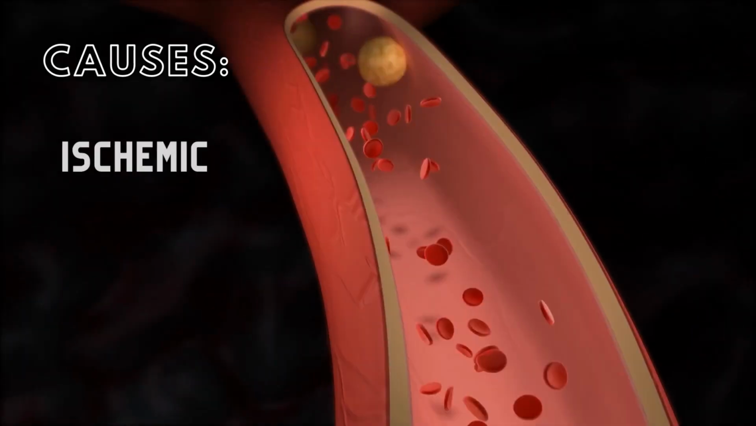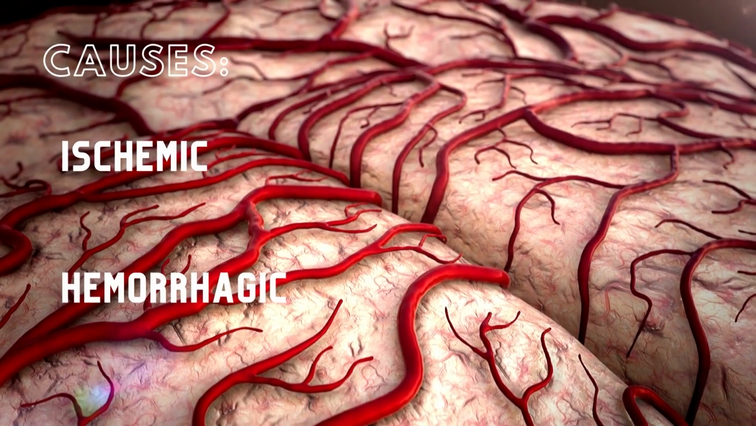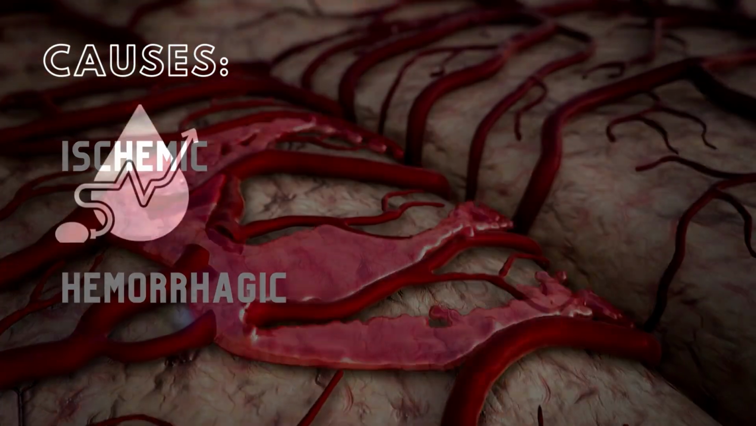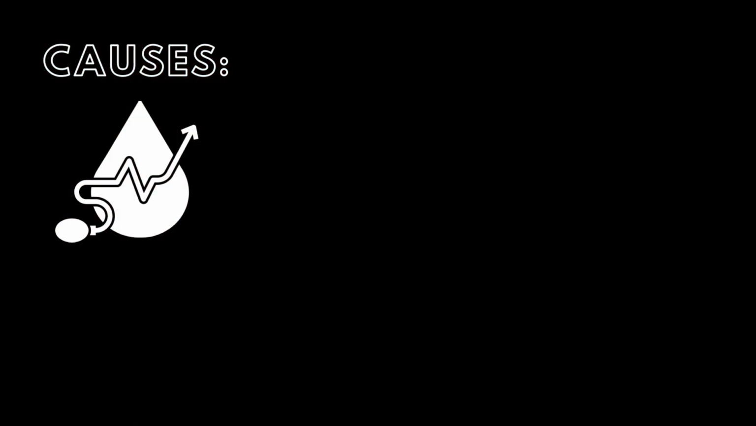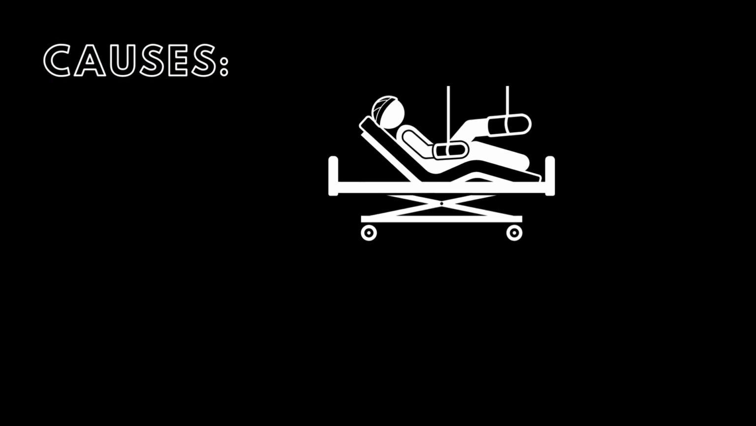There are two common types of a stroke that have different causes. An ischemic stroke is caused by a blocked artery, and a hemorrhagic stroke is caused by a leaking or bursting blood vessel. Uncontrolled high blood pressure, overtreatment of blood thinners, trauma, and weakened blood vessel walls are all causes of a hemorrhagic stroke.